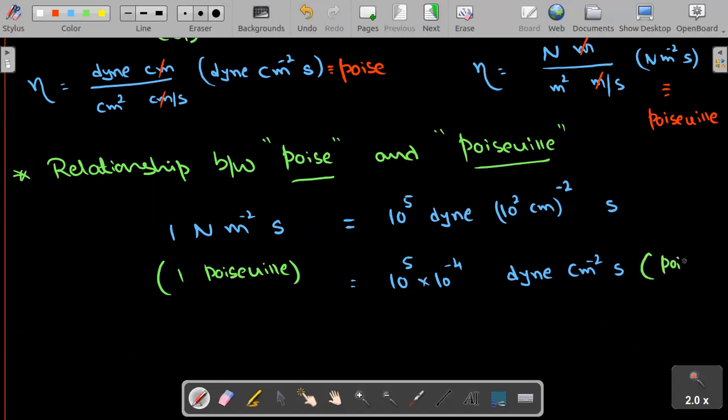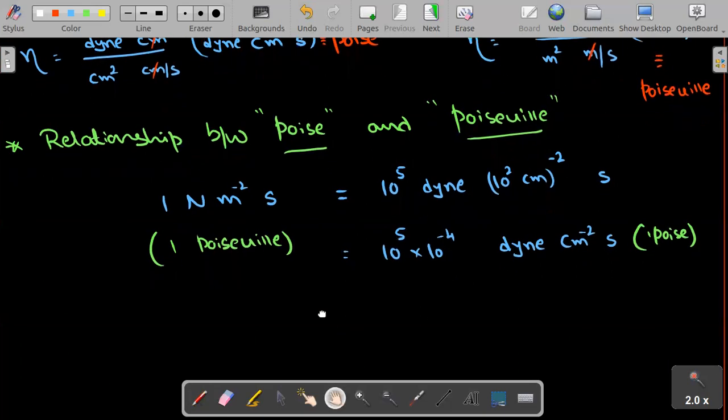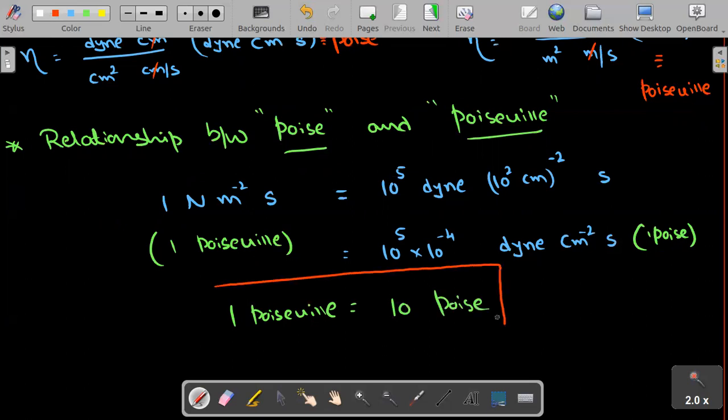Poise, I'm sorry. This is one Poise. If you look at it, one Poiseuille is equal to how many poise? 10 power 5 minus 4, so 10. So 10 poise. This is the relation between the CGS and SI units of coefficient of viscosity.